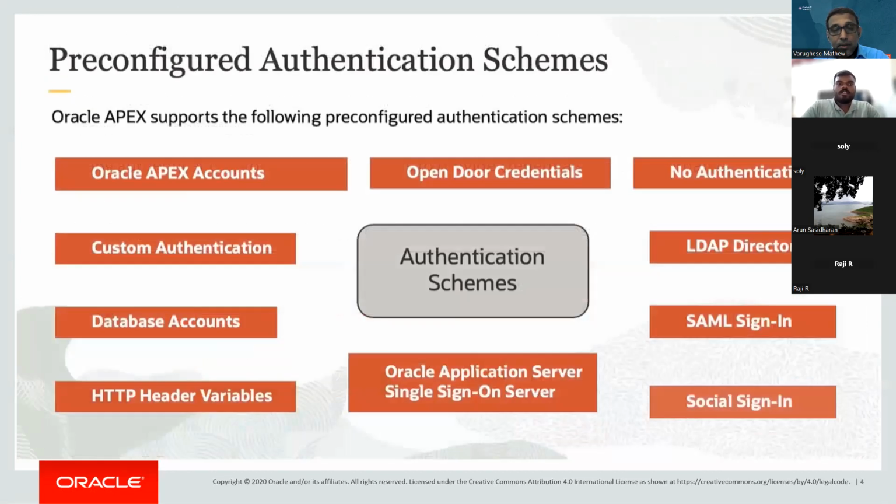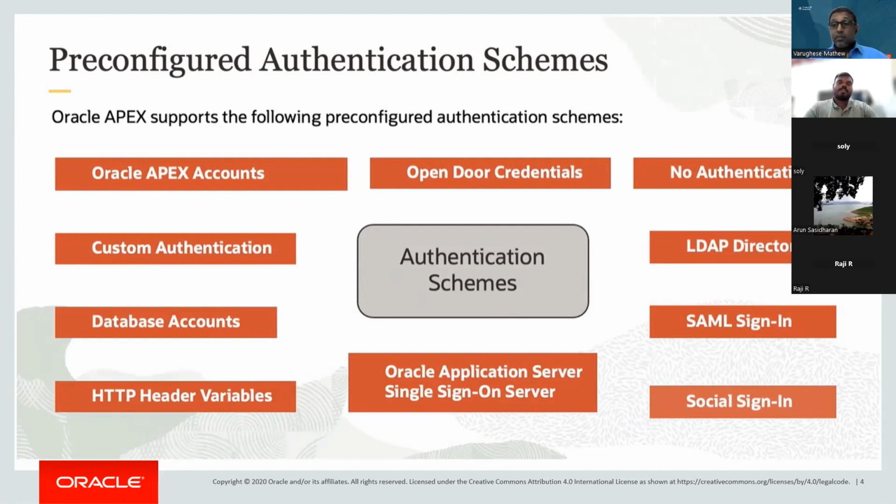Fine. So these are the pre-configured authentication schemes. Don't get confused, there are many. We are going to see only a few, because you are freshers, you are beginners. Don't worry about all the authentication systems. We will give you a few examples to kickstart your journey with Oracle Apex authentication. The first would be Oracle Apex accounts. Second, open door credentials, then no authentication, then custom authentication. Finally, we are going to see social sign-in authentication. These are the 1, 2, 3, 4, 5 authentication schemes we are going to see in the practical session.